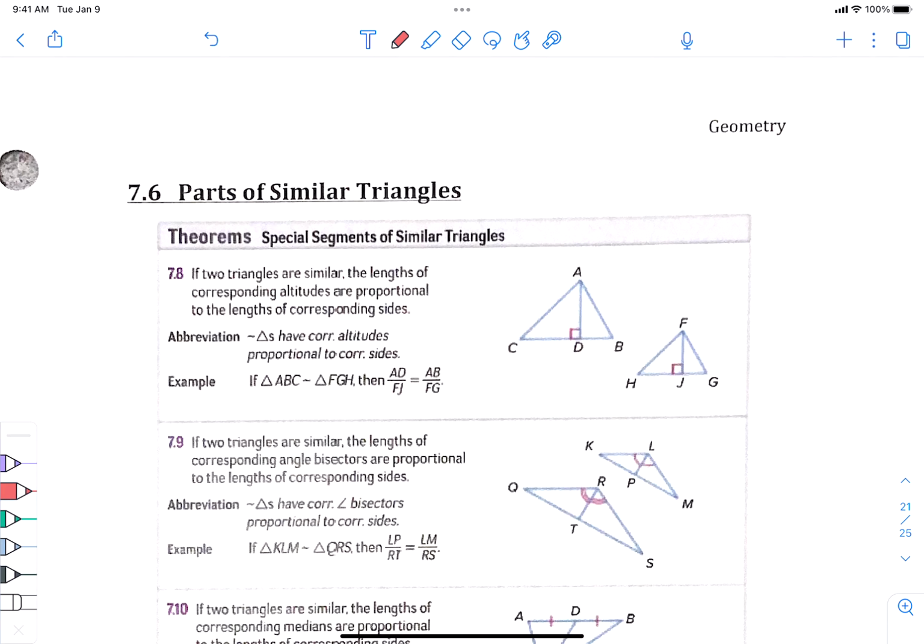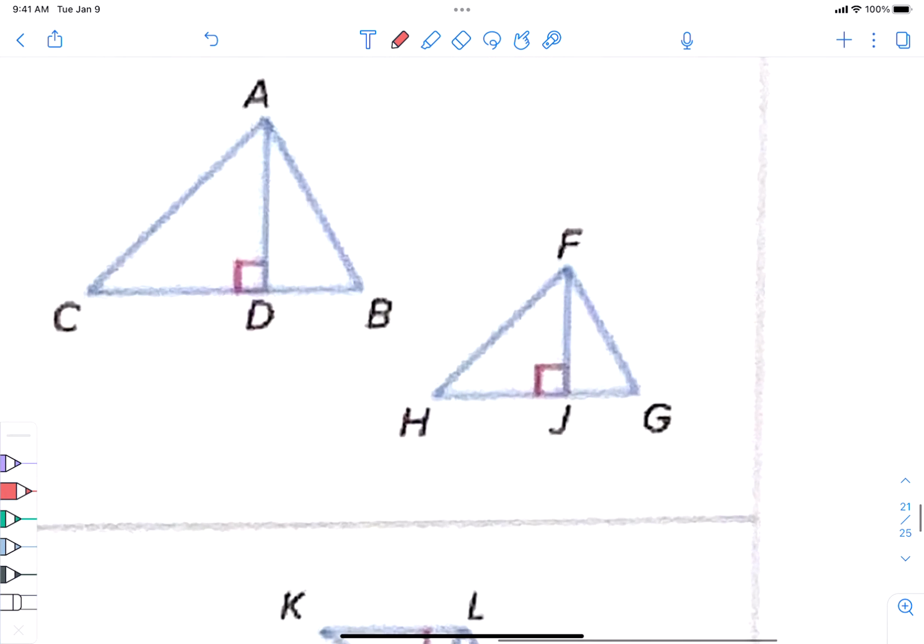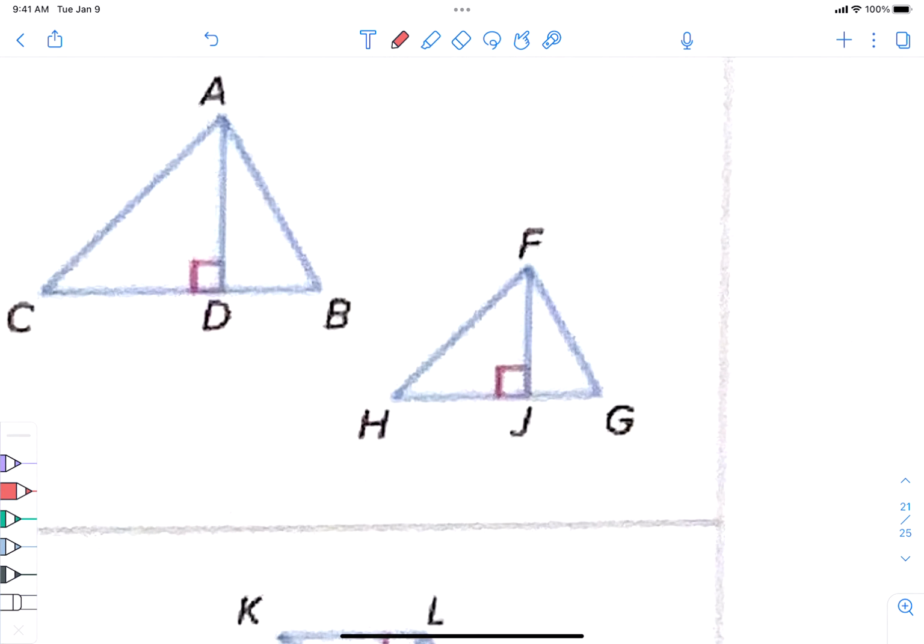Okay, so 7-6, parts of similar triangles. We've only got 3 examples. We'll rock right through them, and here's how this works. We have 2 triangles that we know are similar to each other. So let me say that this is 8 and this is 4. So the small one is half of the other one, and I'm talking about this as being a side and this as being a side. So 8 and 4 is what we have. Those are similar triangles. We know that they're proportionate, okay?